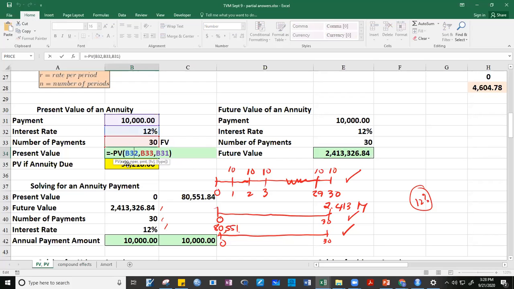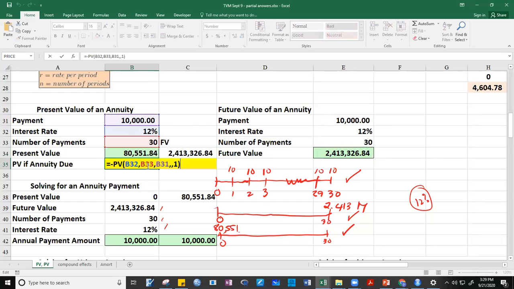The first one is rate, which is 12%. The second one is N per, which is 30. The third one is PMT, your annuity, which is 10,000. Wala tayong future value. And since the assumption is that this is annuity ordinary, hindi natin lalagyan, either type 0 or just disregard. So that's what we get. Yung equivalent ng 10,000 for the next 30 years, equivalent value niya now is 80,000.